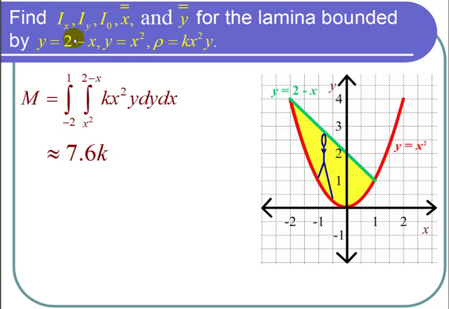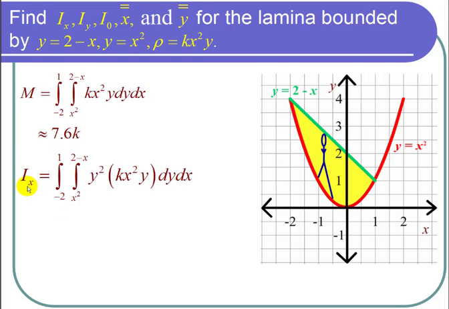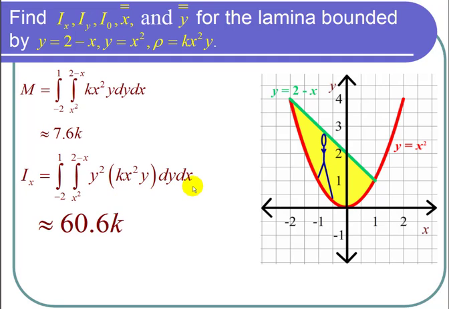Okay, there's the mass. Let's find the moment of inertia about the x-axis, which is a double integral over the same region of the distance from the x-axis, which is y squared, times the density function dy dx. So here's the moment of inertia about the x-axis. We have the double integral. We have the same bounds. And we put y squared times the density function, dy dx. And my calculator gave me that this is about 60.6 k.